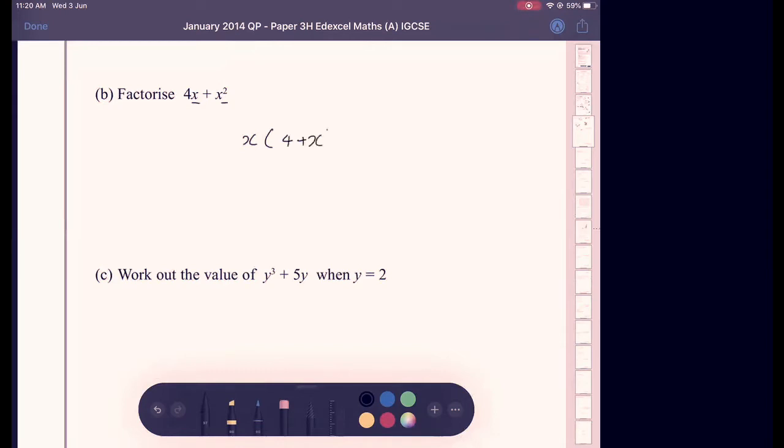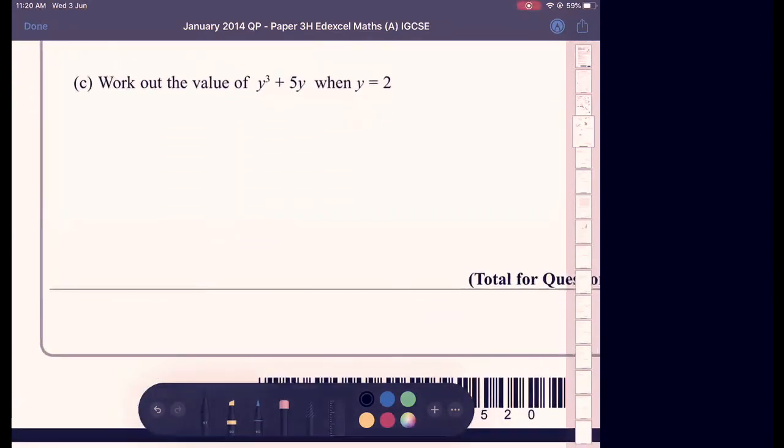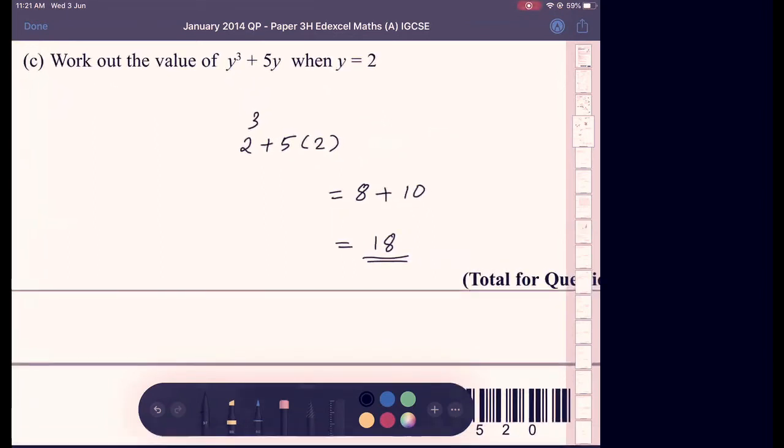Now work out the value of y cubed plus 5y when y is equal to 2. So we can use substitution: 2 cubed plus 5 times 2. So 2 cubed is 8. So 8 plus 5 into 2, that is 10. So 8 plus 10, that is 18.